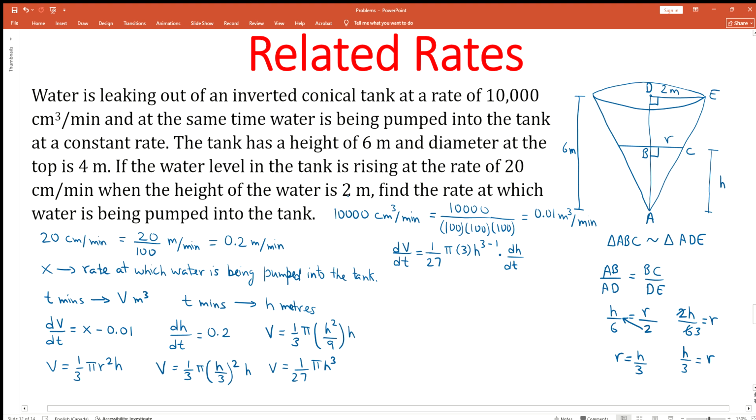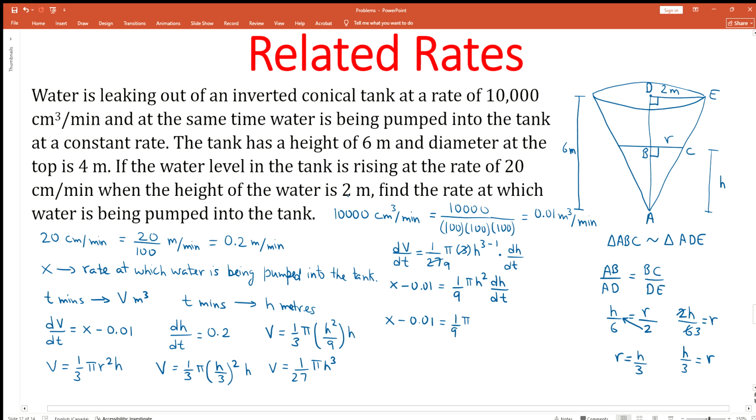Now we can sub in the values. On the left side, we can replace dV over dt with x minus 0.01. On the right side, we can reduce 3 and 27. I get 1 over 9 pi h squared times dh over dt. Next we can sub in the values of h and dh over dt.